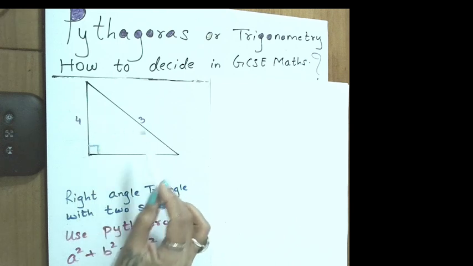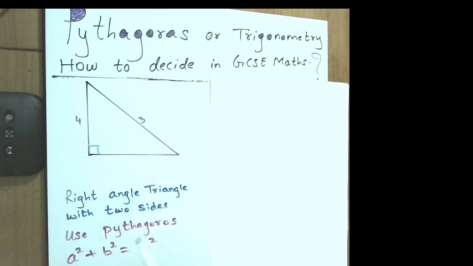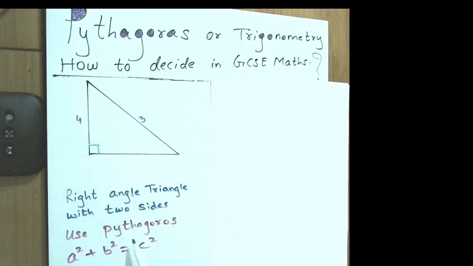If it has two sides given to you and they tell you to find the third side, it is Pythagoras. So the Pythagoras right angle triangle will always have two sides. I repeat, right angle triangle with two sides, we use Pythagoras. And then you can use the Pythagoras theorem, a square plus b square equal to c square, or you can go according to your rule, finding the longer side or finding the shorter side. Make sense? So you're going to use the Pythagoras theorem in a right angle triangle.